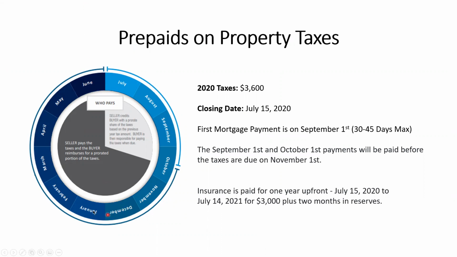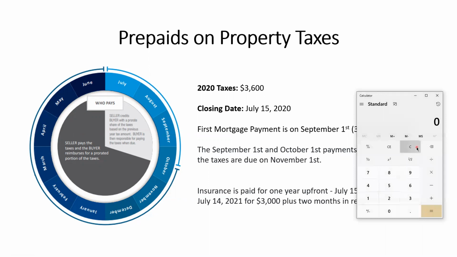The homeowner's insurance has to be paid upfront by the buyer. The buyer is going to pay the entire policy amount upfront. Plus, they're going to collect extra months to be prepared for next year. So it's a little bit different from the property taxes. So I'm going to run that with you right now.